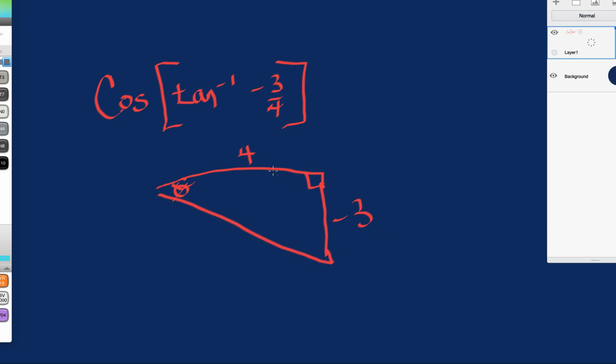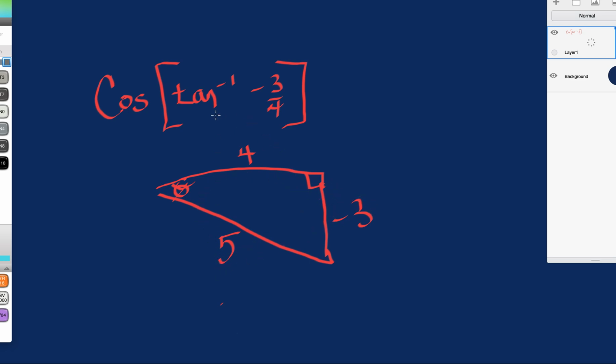And all we're going to use is the Pythagorean theorem to find the hypotenuse, because then you can tell me what that cosine ratio would be. This says the inverse tangent of negative 3/4 is theta, right? So all I'm going to do is say, what would the hypotenuse be? And it'd be 5. It's that special right triangle, 3, 4, 5, right?